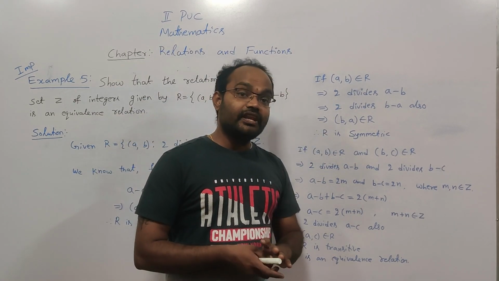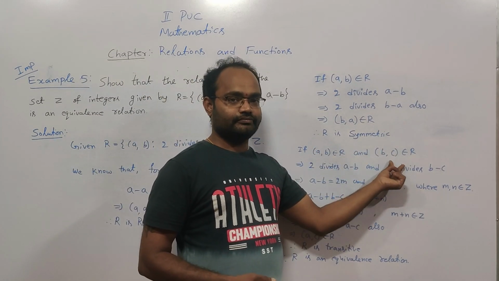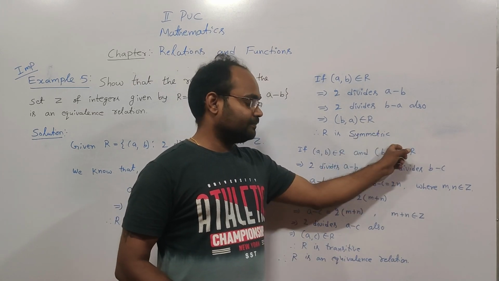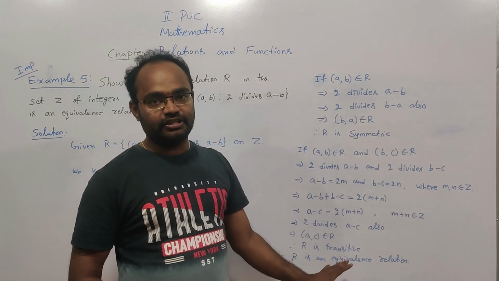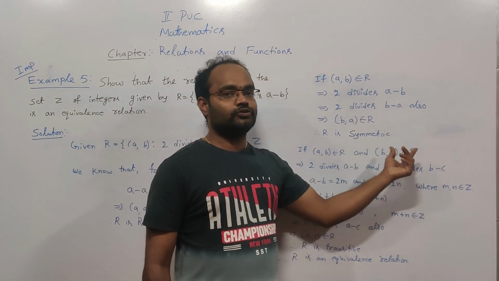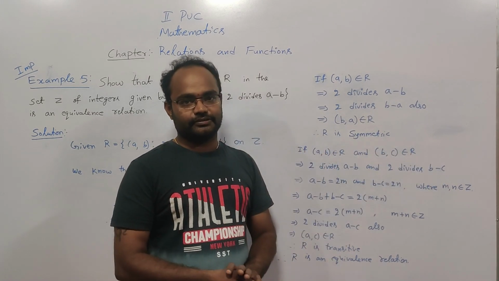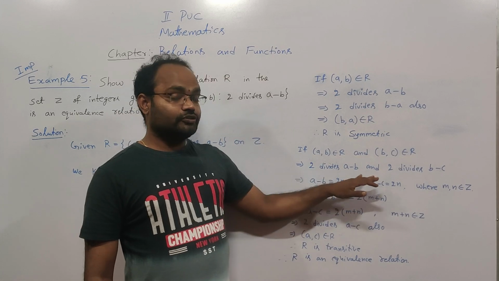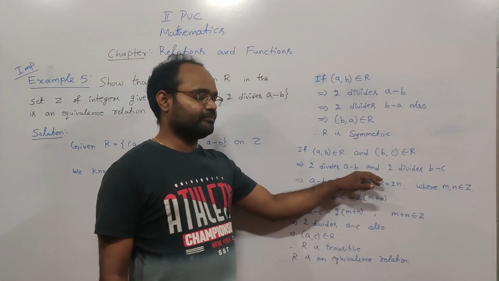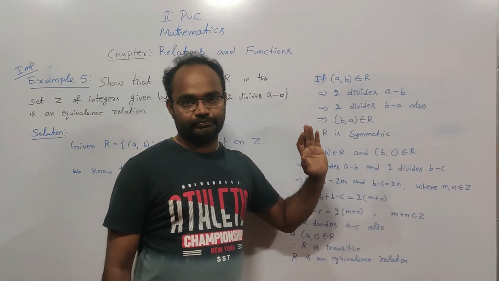Now transitive ಹೇಗೆ prove ಮಾಡೋದು? We have to take two ordered pairs (a, b), (b, c). Then we have to prove that transit pair (a, c) must belong to the relation. Then it is transitive. So ಅದಕ್ಕೋಸ್ಕರ let us consider two ordered pairs. (a, b) belongs to relation and also (b, c) belongs to relation. (a, b) belongs to relation ಅಂದ್ರೆ according to the definition, 2 divides a minus b. And (b, c) belongs to R means 2 divides b minus c.